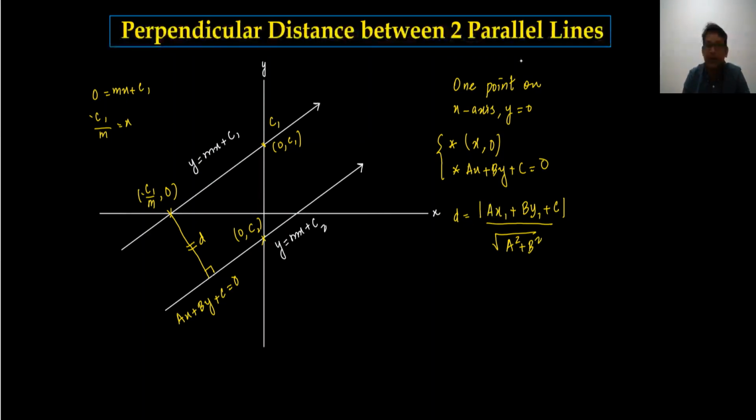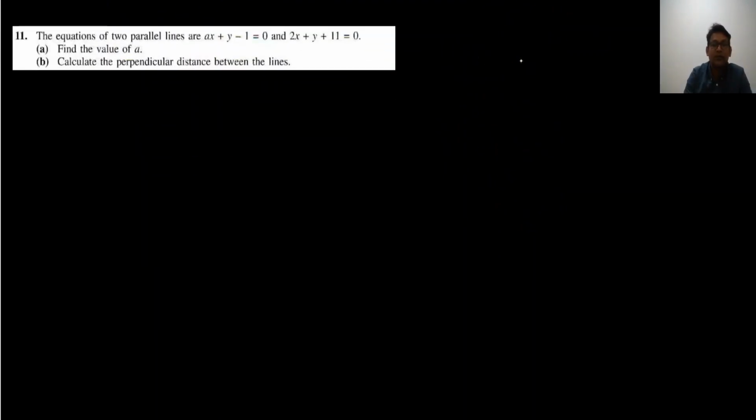For this purpose, I have one question. And always remember, parallel lines always have the same gradient. This is exercise 7.6, question number 11 onward. In the first question, we have two parallel lines, this one and this one. When these two lines are parallel, the gradient will always be the same.